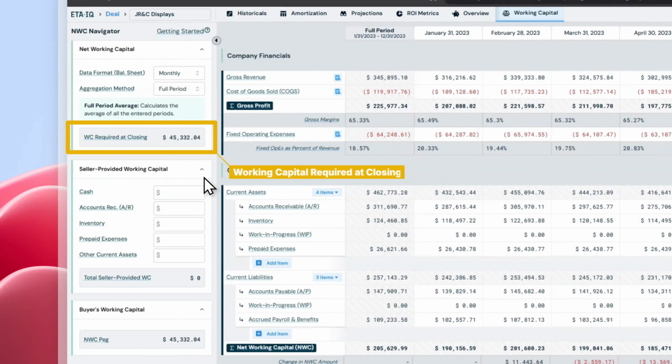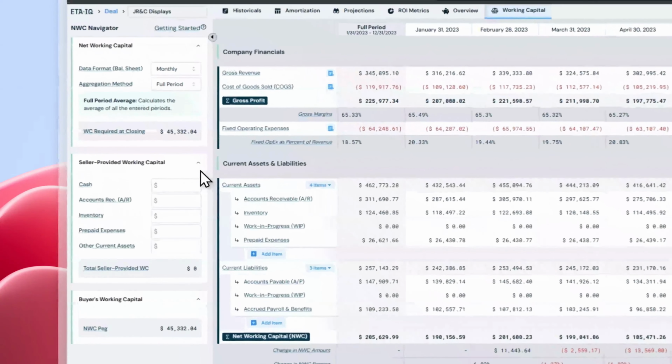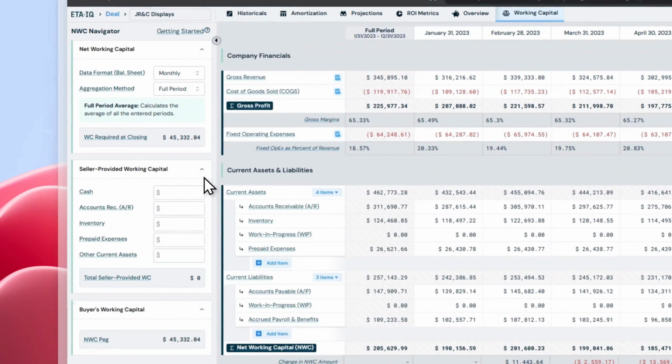It represents the cash the company needs to stay operational during the timing gap between delivering its product or service and actually getting paid. It's calculated using the company's fixed operating expenses and cash conversion cycle, essentially, how long it takes cash to make a full loop through the business. While the formula uses historical data, the result is forward-looking, a practical estimate of how much liquidity you'll need post-close to keep the lights on and payroll running smoothly.